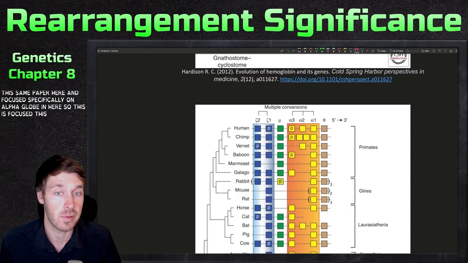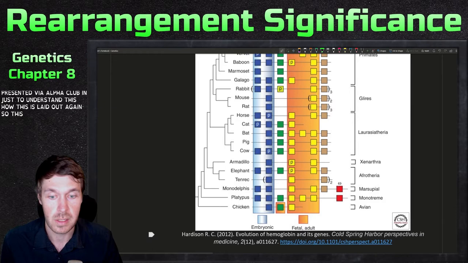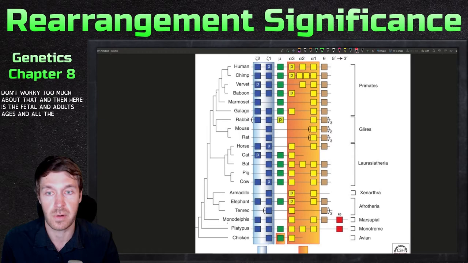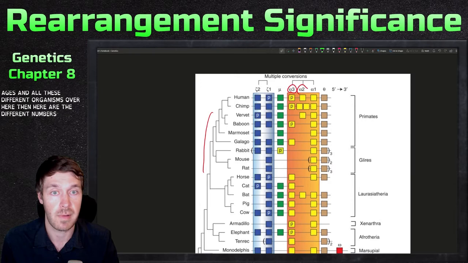Just to understand how this is laid out, this is looking at the evolution of hemoglobin and its genes. Blue here is at the embryonic stages, so don't worry too much about that. And then here is the fetal and adult stages and all these different organisms over here. Then here are the different numbers of alpha globin. If we look at humans, there are two different alpha globins.